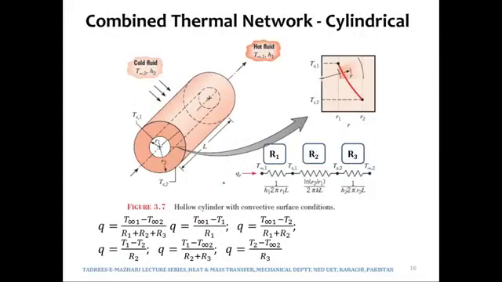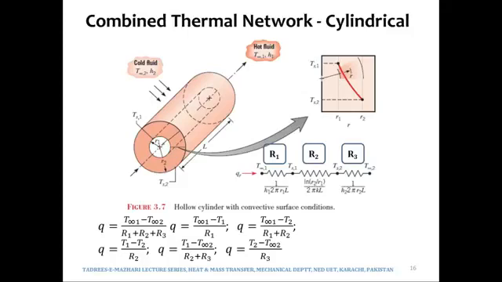Now let's take a combined thermal network in which we have conduction as well as convection taking place. What is happening over here is that there is a hot fluid passing through the inside of a pipe. It is a hollow pipe, with a certain wall thickness. Inside the pipe there is a hot fluid such as steam at 500 degrees Celsius, and outside the pipe we have a fluid such as air. Therefore the heat will flow outwardly in the radial direction.